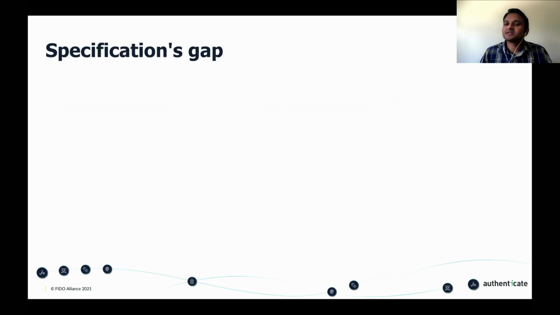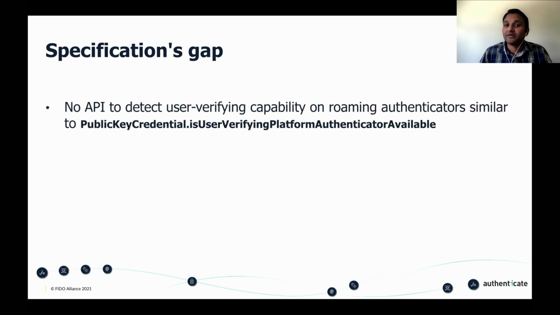Let's look at some of the specification gaps, which also prevent WebAuthn from becoming mainstream in our case. First, there is no API to detect user verifying capabilities for roaming authenticators, equivalent to something which is available for the platform authenticator. This prevents us from providing a good user experience on the platforms which do not support the capabilities.